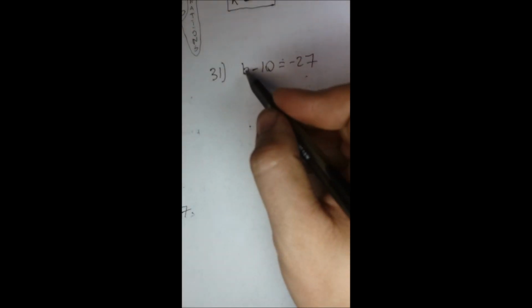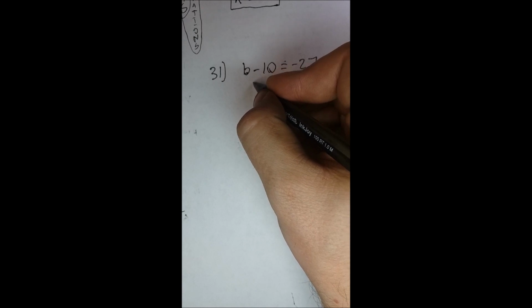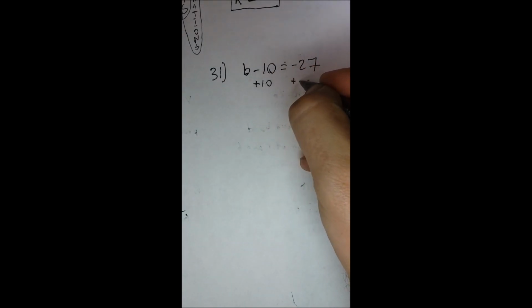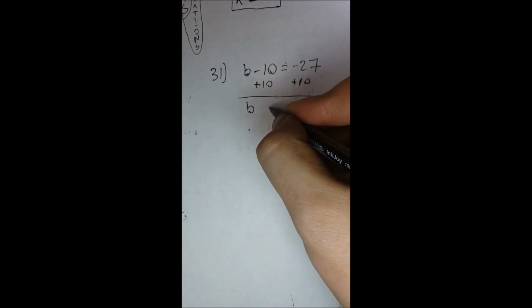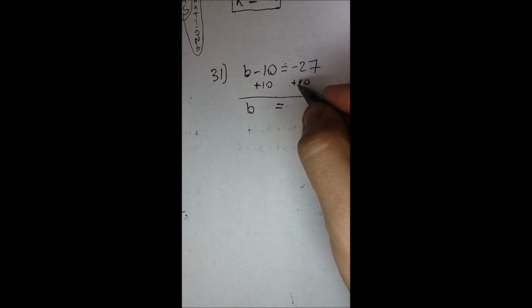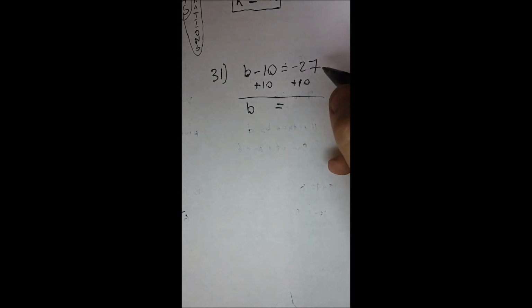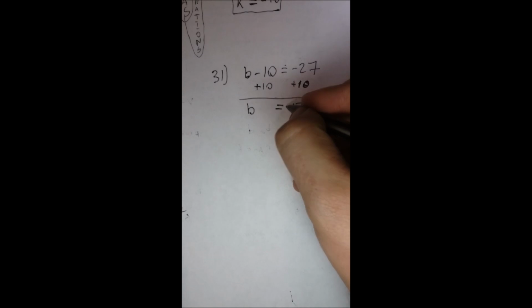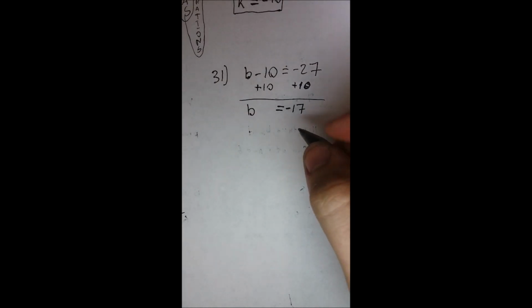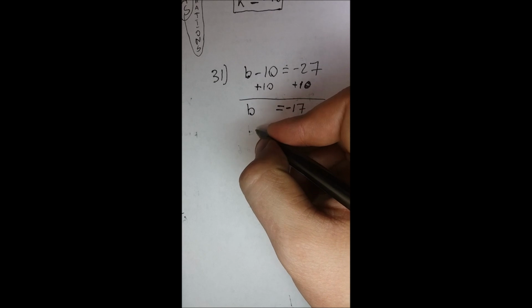For question 31, b minus 10 equals negative 27. And again, if there is a subtraction here, guess what we do? To both sides, we add 10. Minus 10 plus 10, they're gone. b equals minus 27 plus 10. Minus 27 plus 10, different signs, right? Same sign, add and keep. Different sign, subtract, keep the sign of the greater number, then you'll be exact. So 27 minus 10 is 17. However, since 27 was negative, the greater absolute value was negative. So b equals negative 17.